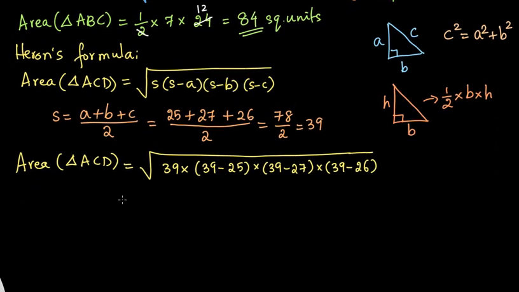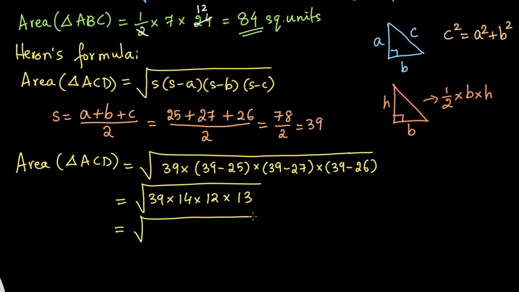So let's try to find out the square root of this term. First of all, 39 is as it is. 39 minus 25 will be 14, and 39 minus 27 will be 12, and 39 minus 26 will be 13. How do we find the square root of this big number over here? So we will use prime factorization for this case. So let us express all the numbers in terms of their product of prime numbers.